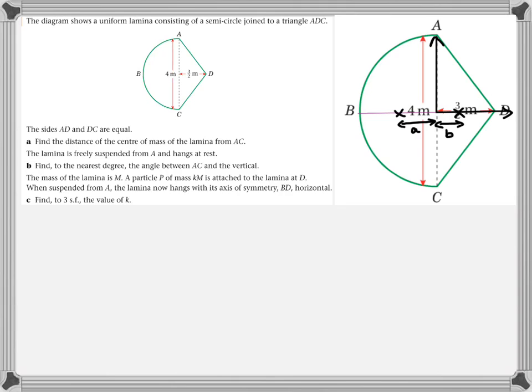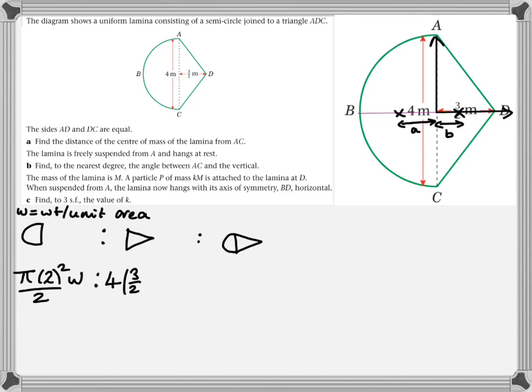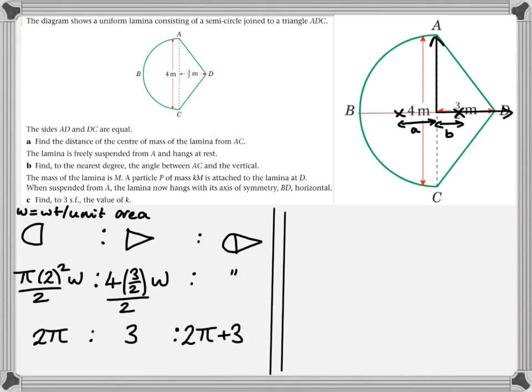Okay, so I need to do a little bit of side work this time. I think the first thing I'll do is just consider the weights. I'll do it straight away into a ratio, and I'm just using standard formula here. So I'll pause there, and so I've got a semicircle with a radius of 2, so pi r squared over 2, W, to give me the weight per unit area, so the overall weight. The triangle will be base times height divided by 2, so 4 times 3 over 2, divided by 2, W, and then the composite shape at the end. I won't bother writing that in on the first line, I'll do the working out.